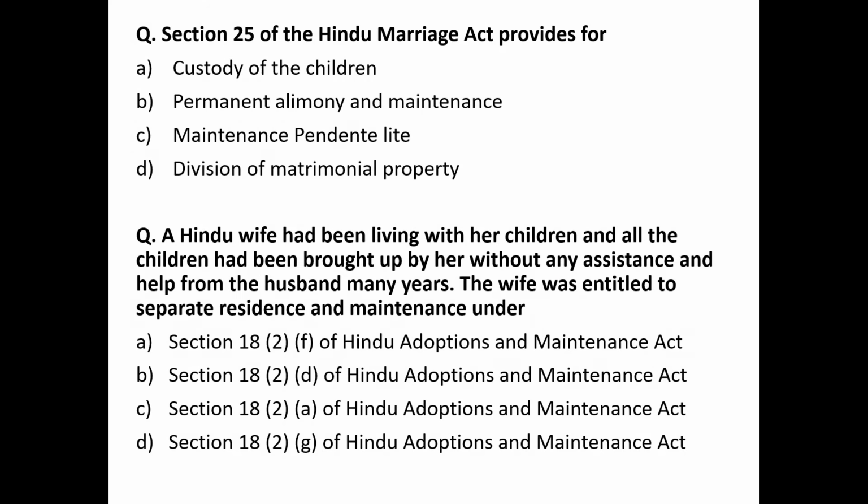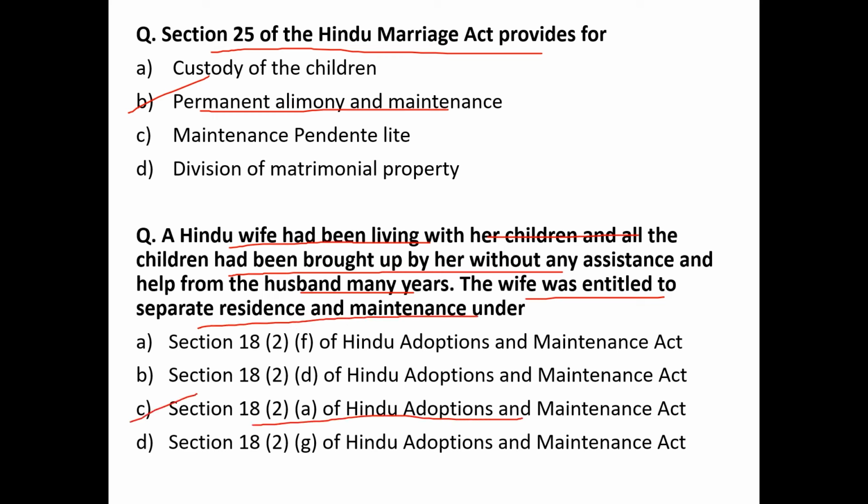Next question. Section 25 of the Hindu Marriage Act provides for permanent alimony and maintenance. Option B. Next question. A Hindu wife has been living with her children, and all the children have been brought up by her without any assistance and help from the husband for many years. The wife was entitled to separate residence and maintenance under Section 18(2)(a) of the Hindu Adoption and Maintenance Act.